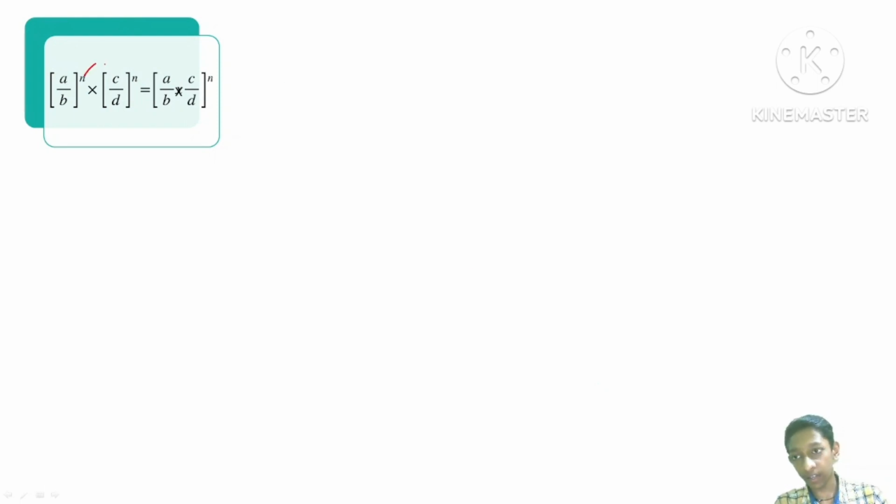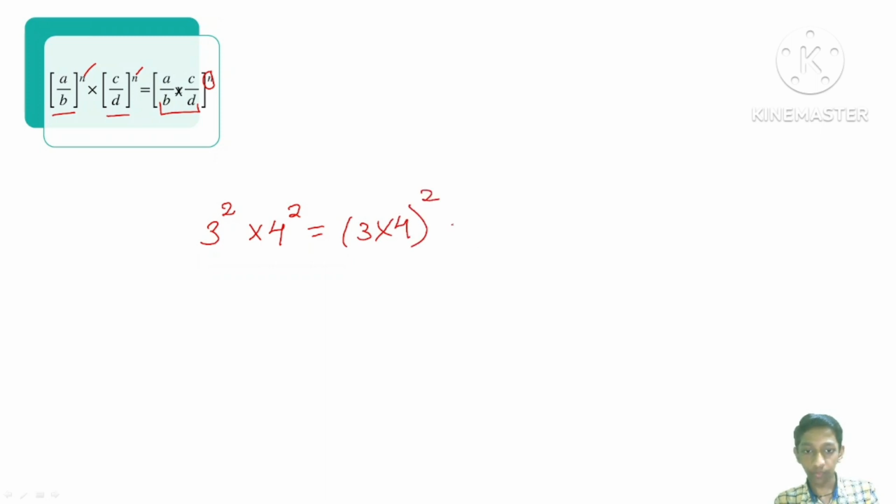This time we have the exponents same whereas the bases are different. Then we have to group the bases and keep the common exponent. Let's take an example as 3 raised to the power of 2 into 4 raised to the power of 2, which is equal to 3 into 4 whole raised to the power of 2. That is equal to 12 raised to the power of 2, which is equal to 144.